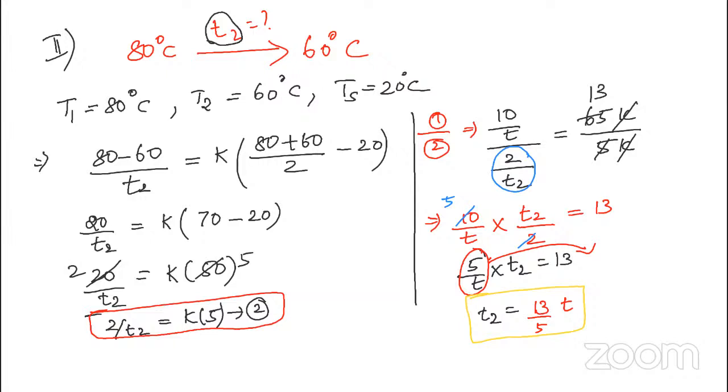So we have to check correctly whether it is 13 by 5 or 5 by 13, right? So this is option B is the right one. Okay, option B is the right one.